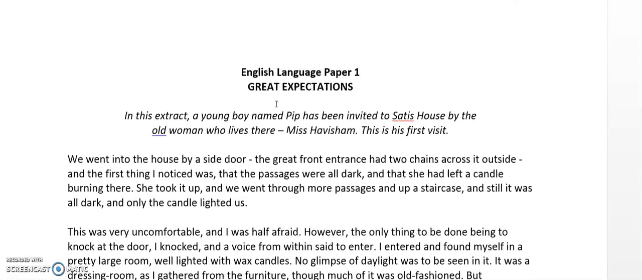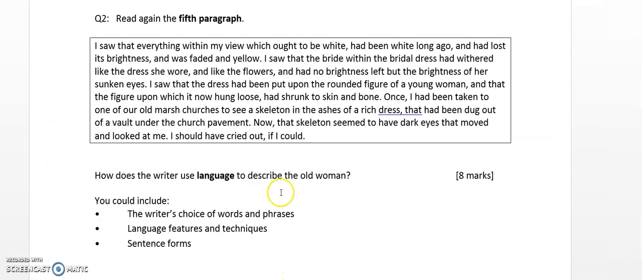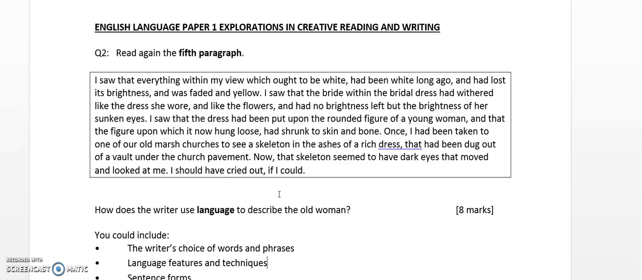Okay, so the first question we're going to look at on paper 1 is paper 1 question 2, and it's to do with the language. It's probably worth mentioning that English Language Paper 1 is explorations in creative reading and writing, so there's an emphasis on creative. You will be given a piece of text, maybe from a novel, a story of some description, and it's something creative. And when you do your writing section, you've got to be creative in that. So looking at question 2.